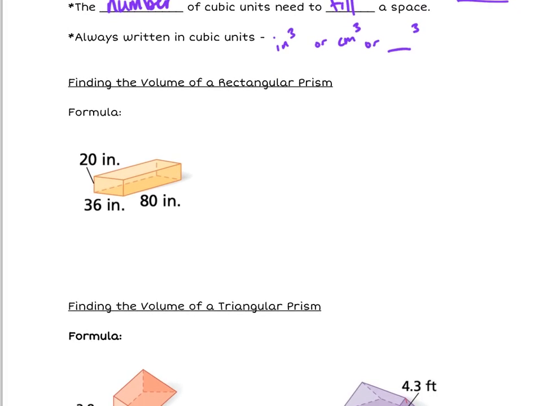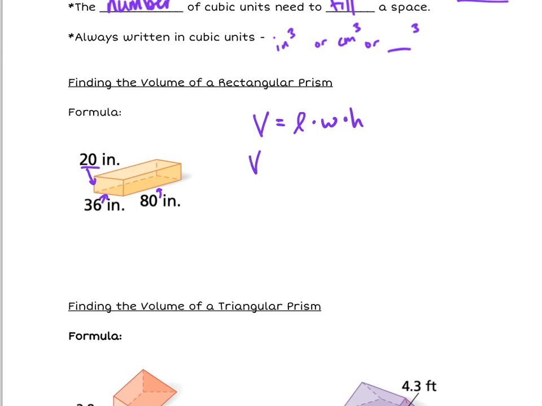So how do you find the volume of a rectangular prism? V is the abbreviation for volume, and it equals length times width times height. There are three numbers you need. In this case, the 20 is pointing to the height, 36 is pointing to the length or the width, and the 80 is pointing to the other one.